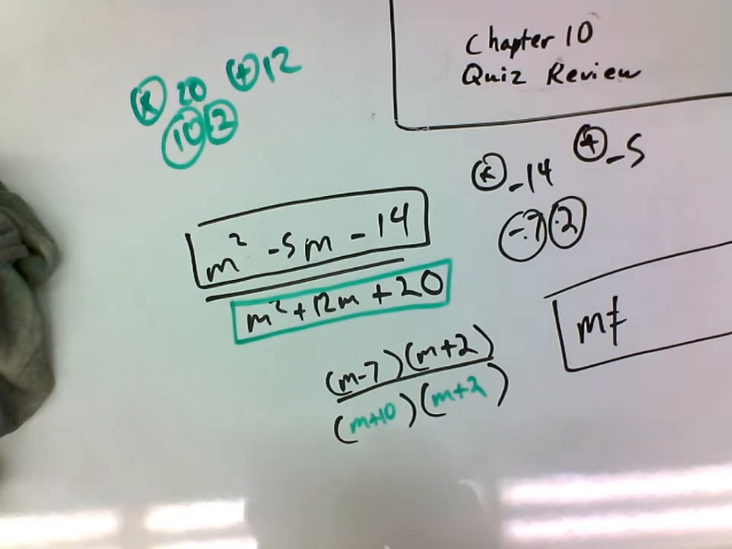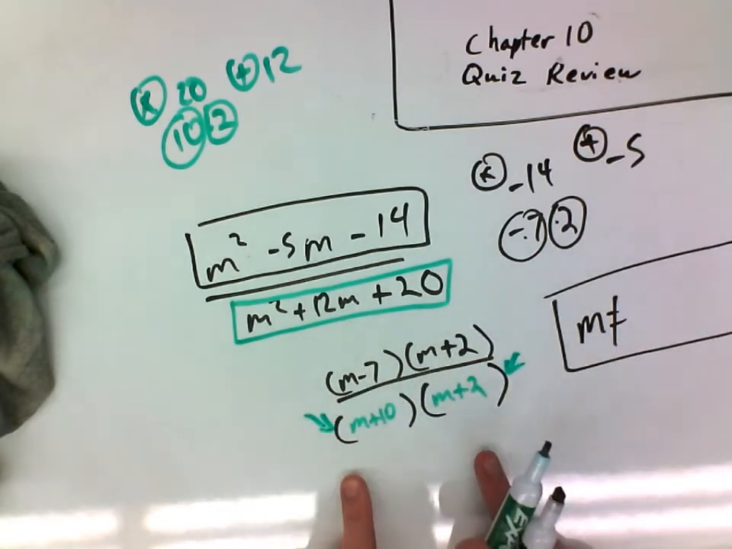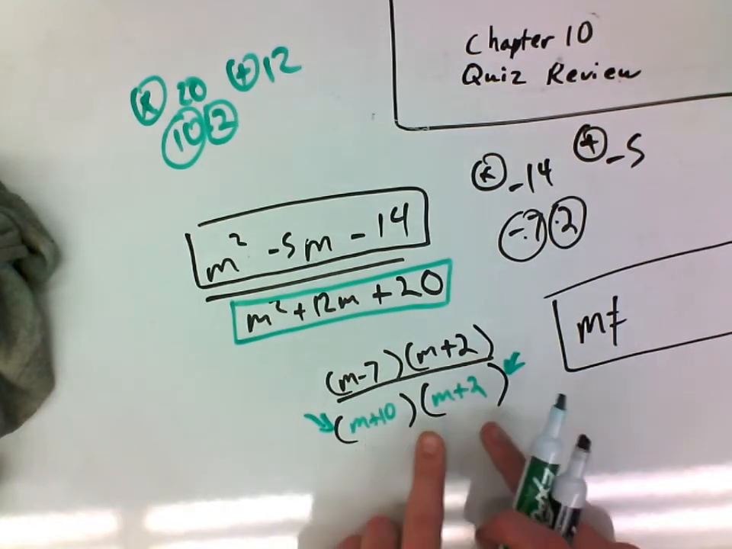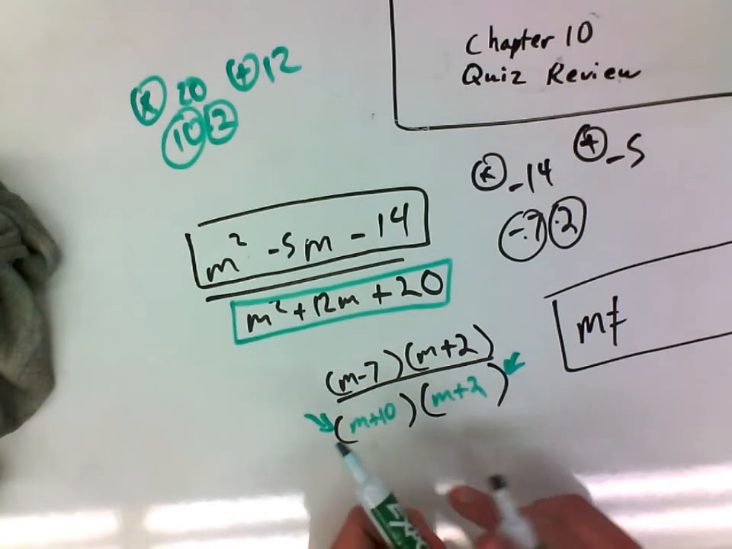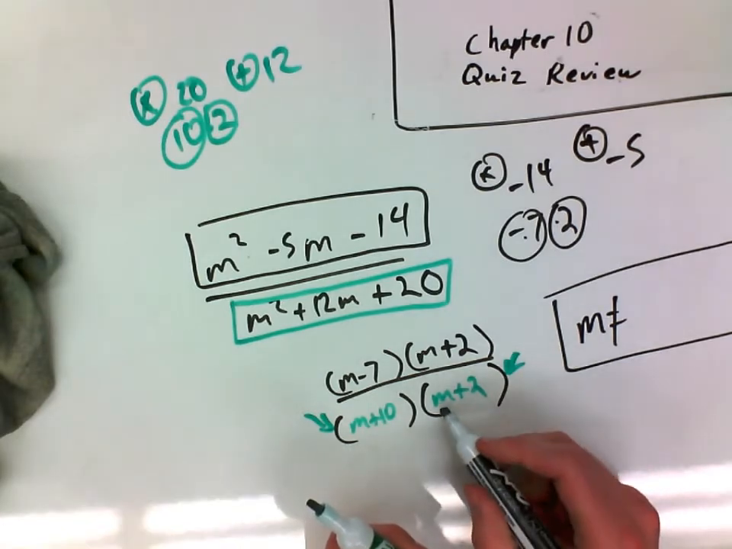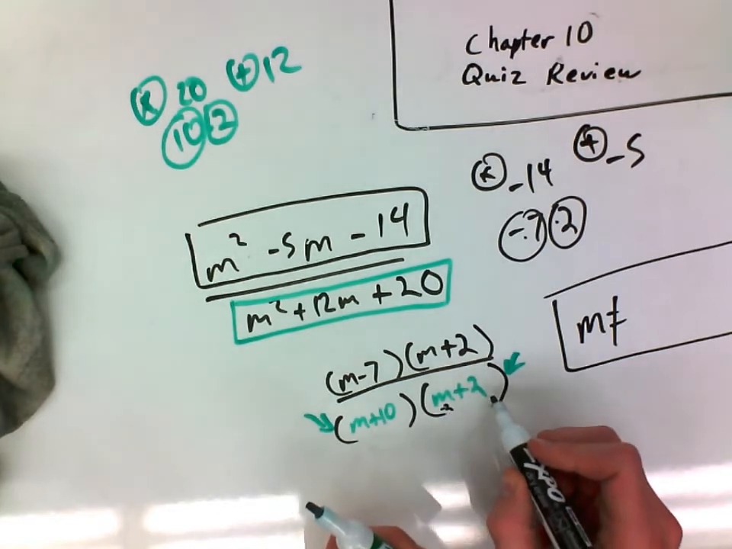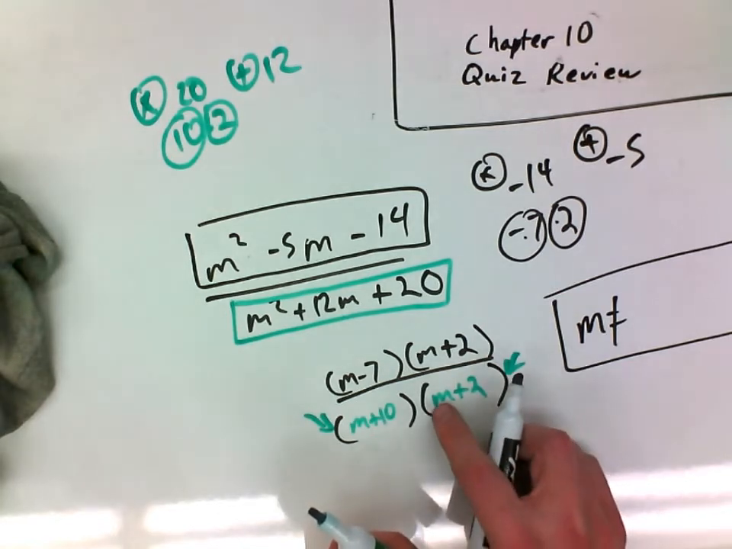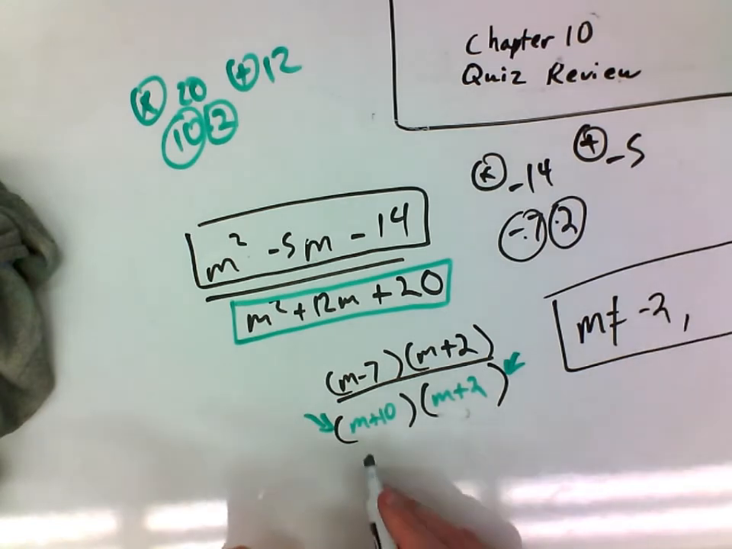So really what we're going to focus in on are these two bottom terms. What makes these things 0? So let's look right here. What would make this expression 0? What would m have to equal? The answer is negative 2, right? Because if m was negative 2, this would be negative 2 plus 2, which would be 0, and I'd be dividing by 0. So m cannot equal negative 2.